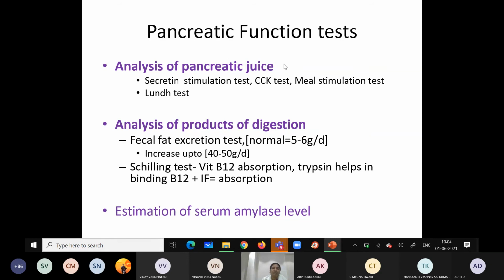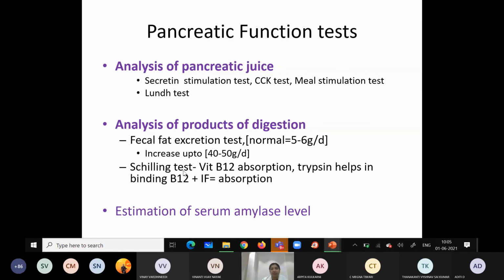So, pancreatic function tests: the analysis of pancreatic juice, analysis of products of digestion, and estimation of serum amylase. These are the three important tests. Now, the fecal fat excretion test is important because normally 5 to 6 grams of fecal fat is excreted per day, whereas in chronic pancreatitis, it increases to 50 grams per day. Right, almost 10 times it increases.